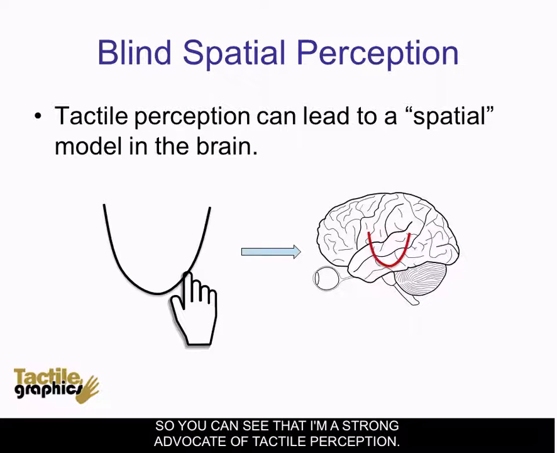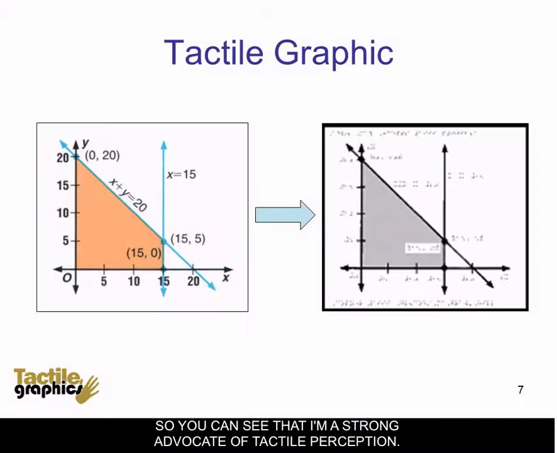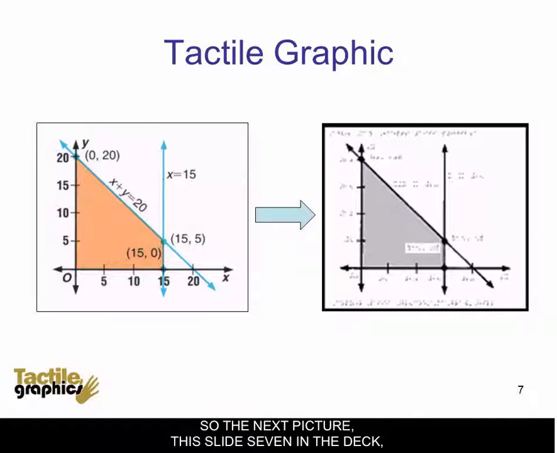So you can see that I'm a strong advocate of tactile perception. In the next picture, this is slide 7 in the deck, there are two images. The one on the left is the original graphic I showed you a way back, which is the intersection of four half planes. It has text on it, different colors and so on. One color shows the intersection.